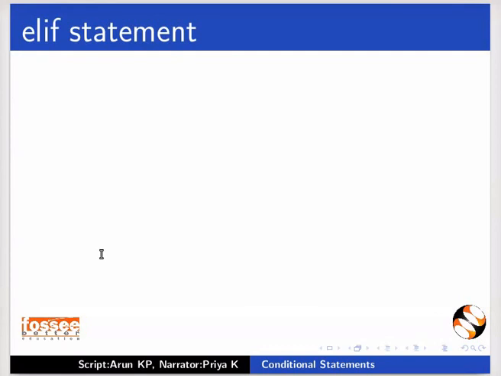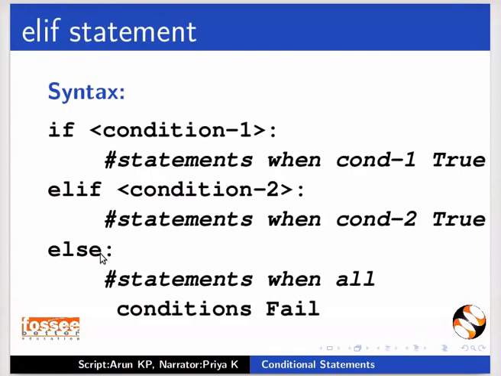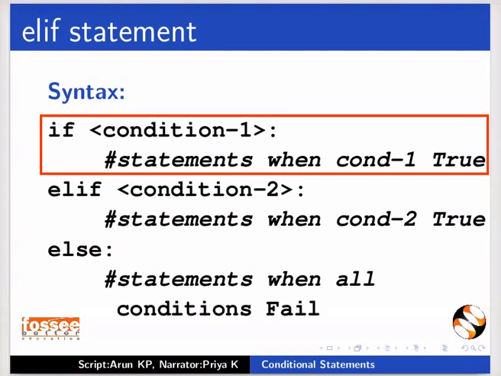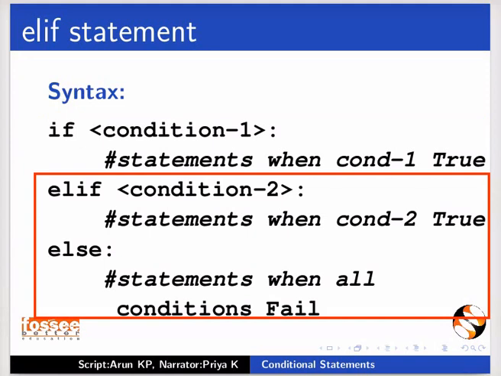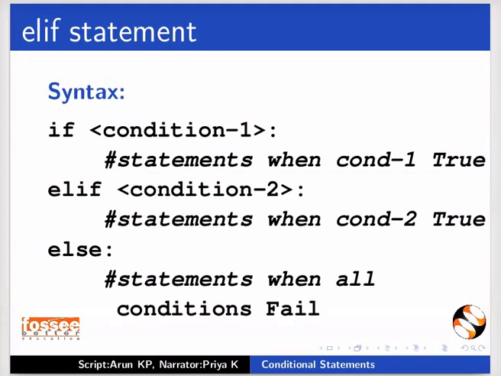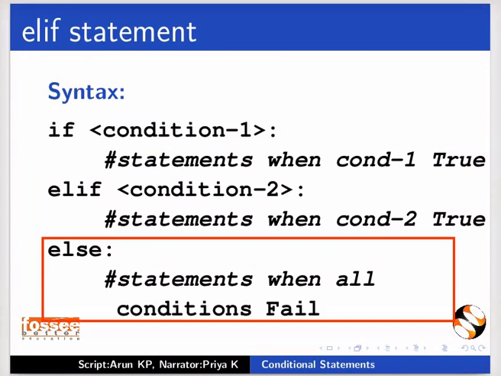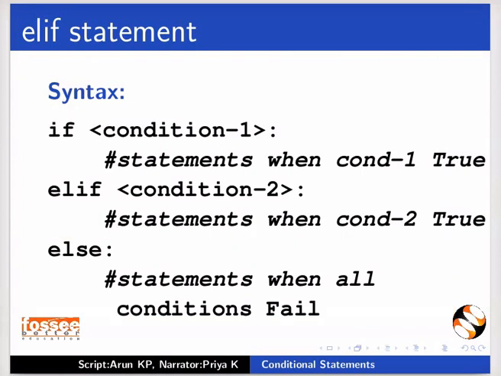Next, we will see another conditional statement called elif. All the syntax and rules for elif are same as if-else statements. In if-else, only one condition is checked. But in elif statement, multiple conditions can be checked. For example, the first block of code is executed as soon as condition 1 evaluates to true. All the subsequent conditions in elif ladder are not checked. The else block gets executed if all the conditions in if and elif ladder are evaluated to false.